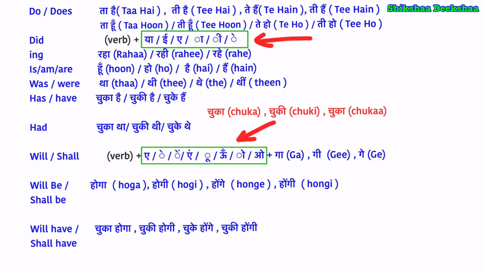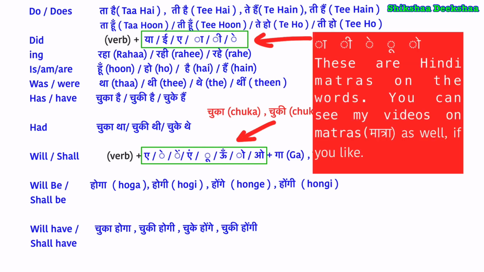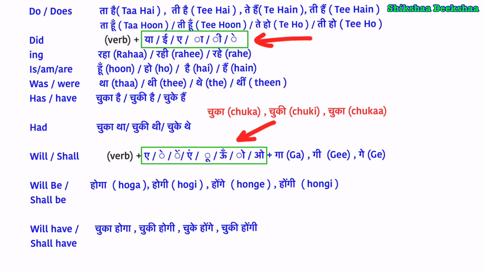Now you are seeing these green boxes here. This means that you need to choose one of these options depending on the subject of the sentence. I made a separate video on how subject influences helping verb. Please do see that. I summarized everything for you beautifully there, so it will be very easy for you to remember. I will provide the link in the description.